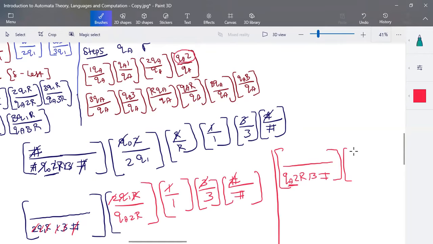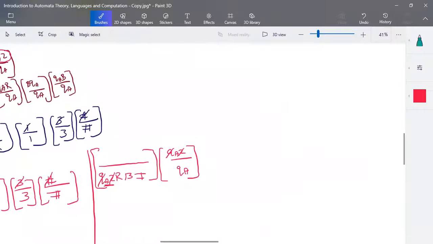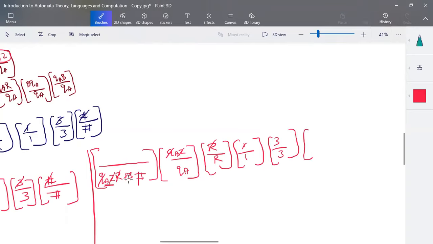This domino has qa2 at the top, and at the bottom we have qa alone. So this qa cancels, this 2 cancels. Okay, so the remaining things you can directly merge with the tape symbol matching dominoes. Next you have R. For this R, use the RR domino. And next you have 1. For 1, use this 1 1 domino. And next you have 3, use the 3 3 domino. And next you have hash, use the hash domino. Okay, so this in all matches.